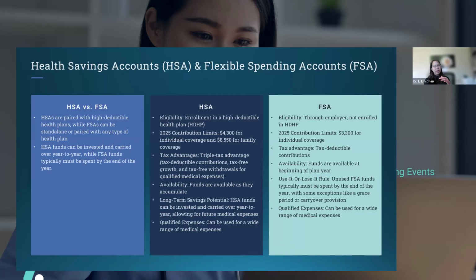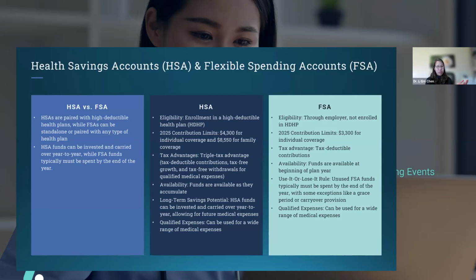An FSA is a flexible spending account, or you'll hear people call it a flex account. A flex account, you would get through your employer, and again, you have to be in one of the HMO or PPO plans. You cannot be in a high deductible health plan, and the maximum you can put in a year, this year, is $3,300. It goes up by a little bit usually every year, but this year's maximum is $3,300. The money that goes into it is pre-tax, so you're not taxed on it.